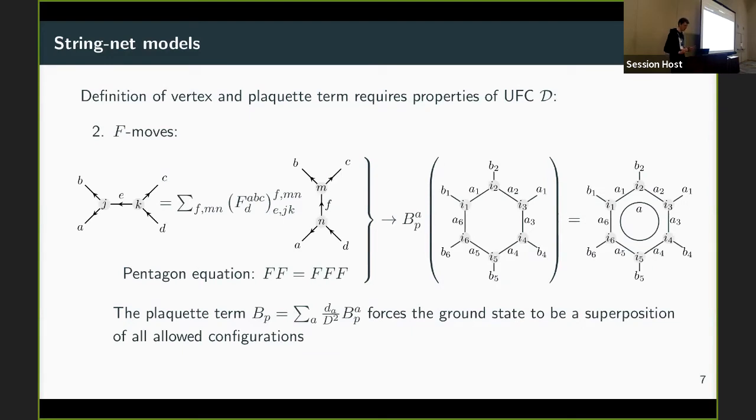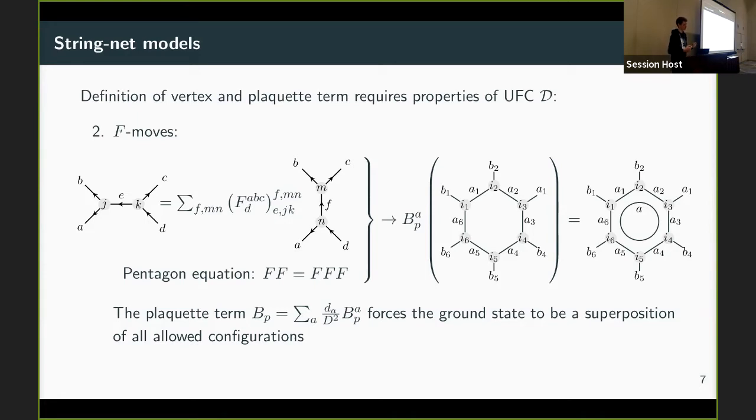The plaquette term is a little bit more tricky. For this, you need something called an F move. Now, an F move is basically a local relation between the two possible decompositions of a four-valent vertex. So either you decompose your four-valent vertex with this horizontal leg or with this vertical leg, and then this F move is just saying that there is a local unitary transformation that relates these two configurations to one another. This F symbol is kind of famous. This is one of the most important properties of this fusion category.